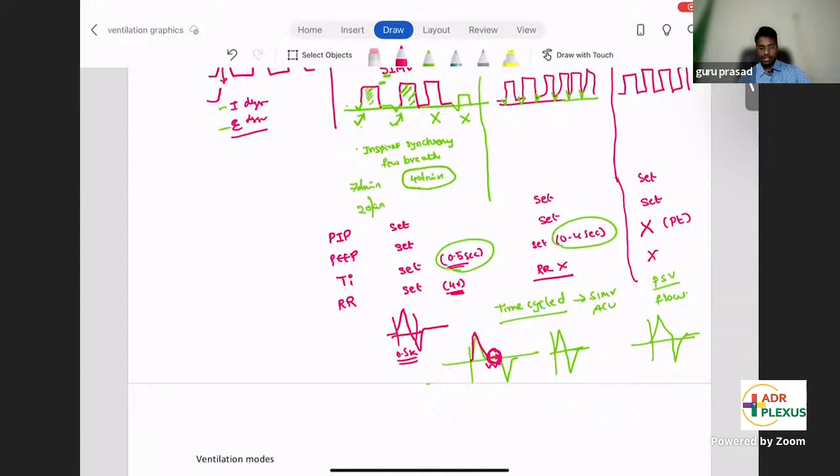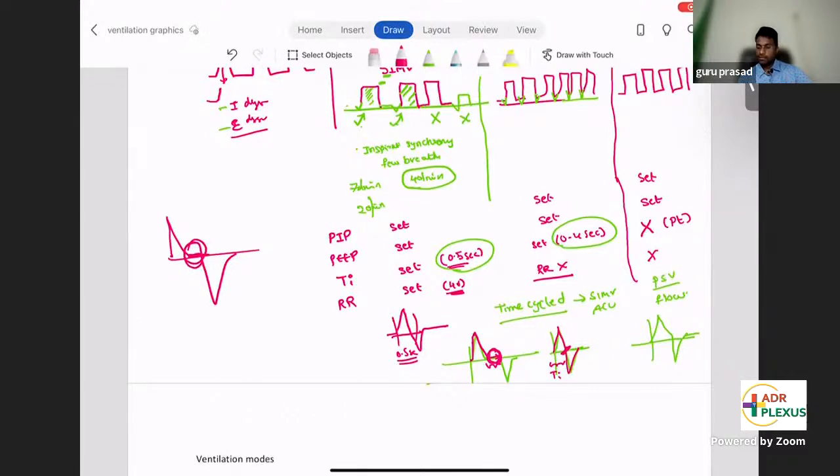So whenever you see a gap between inspiration and expiration, this is called time cycling. Similarly, in the second graph, the inspiration has ended and expiration has started, but the flow has reached 0. It might be that you have set the TI such that the patient's TI and the ventilator TI are equal. Only then does this happen.